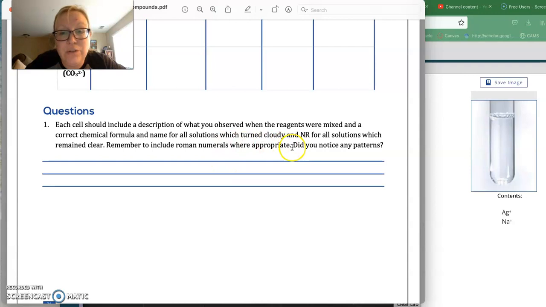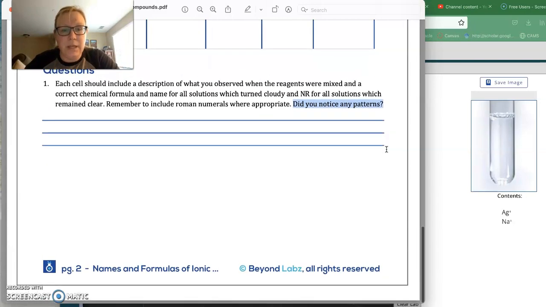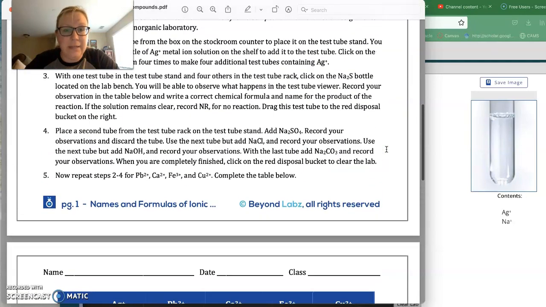But what you need to answer here is, did you notice any patterns, right? So you need to look and say, okay, were there any patterns? Did silver all form the same color? Was there a color, a precipitate pattern, those types of things? That's what you're looking for there. So this data, you're going to make some observations about it as a whole. And then that is it, right?